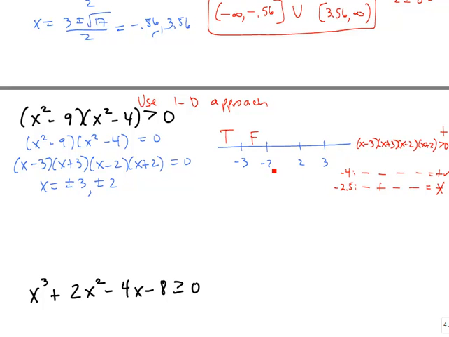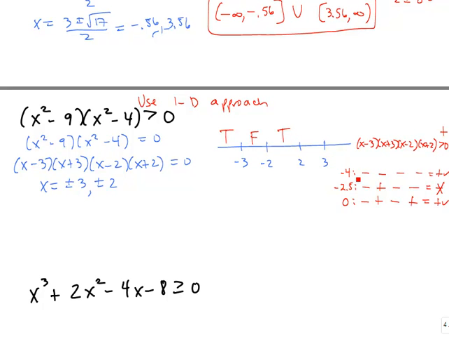In the next interval, 0 lies between these, so let's try 0. 0 minus 3 stays negative. 0 plus 3 stays positive. 0 minus 2 stays negative, and 0 plus 2 becomes positive. So now I have 2 negatives, which become positive, and that's what we want, so this is true.